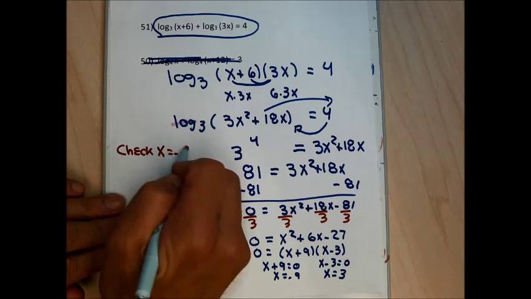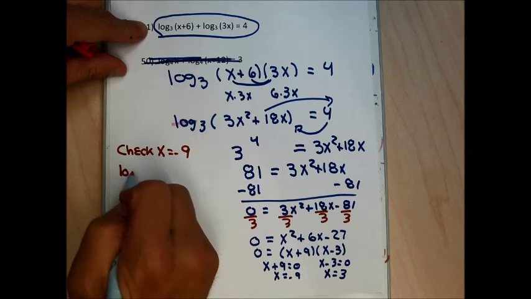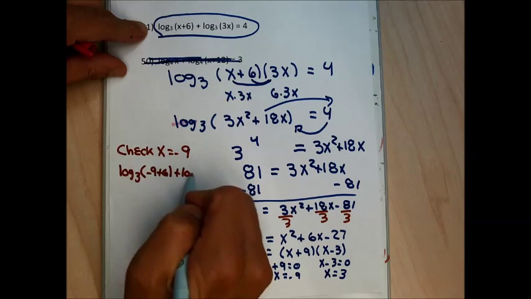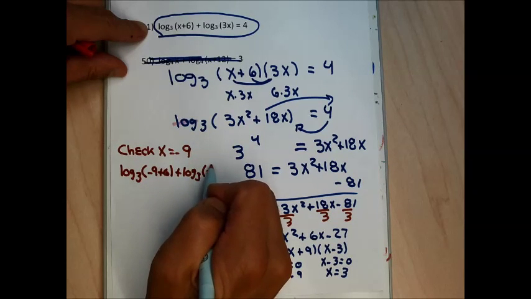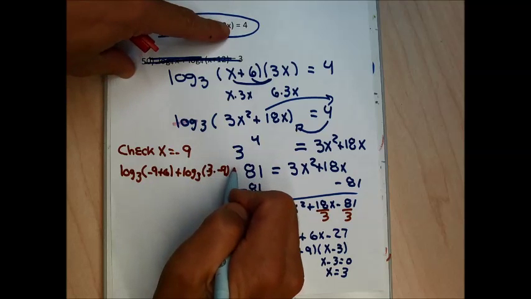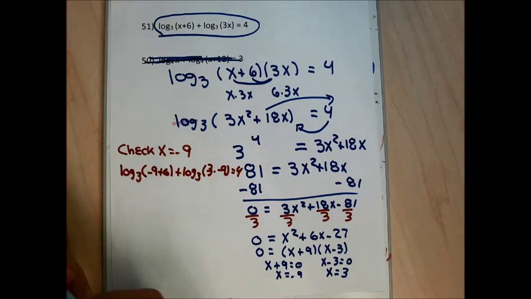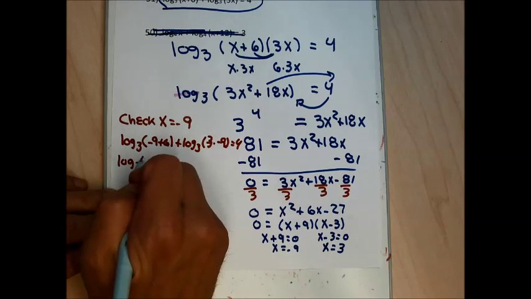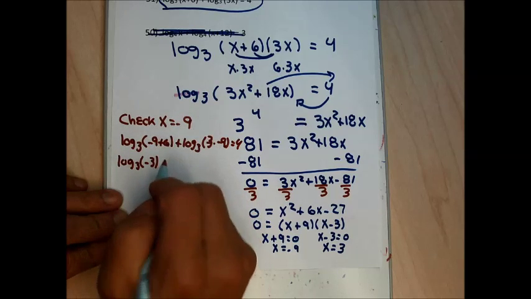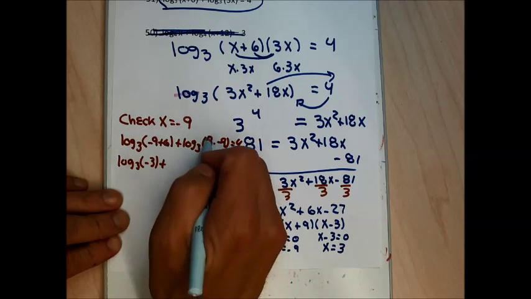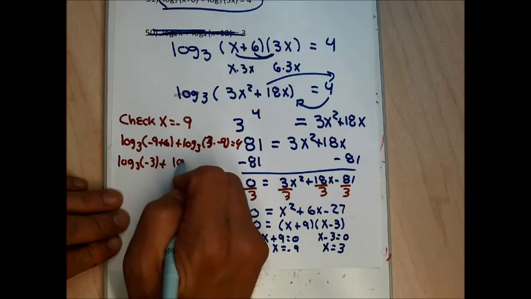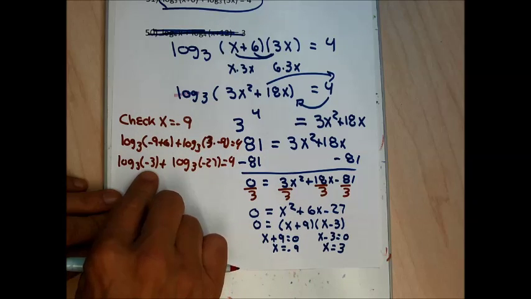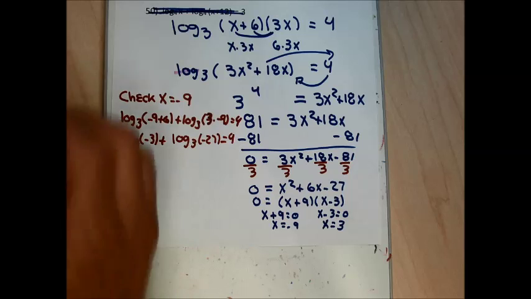is x equal to negative 9, by going into the original problem: log base 3 of negative 9 plus 6, plus the log base 3 of 3 times negative 9, and that has to equal exactly 4. I think it'll probably have a 4 with an i. So on my calculator, let me just simplify this a little bit. This is log base 3 of negative 3, because negative 9 plus 6 is negative 3. And this is log base 3 of 3 times negative 9, which is negative 27. That's supposed to equal 4. So log base 3 of negative 3 plus log base 3 of negative 27 is supposed to equal 4.